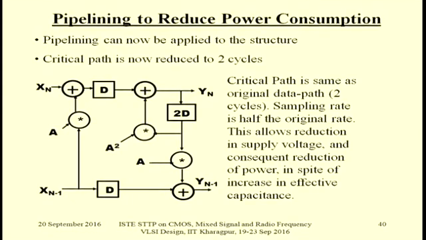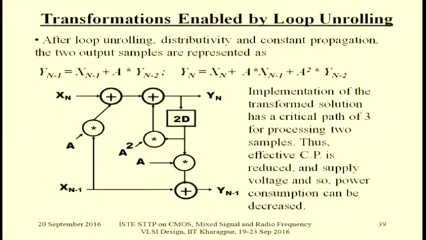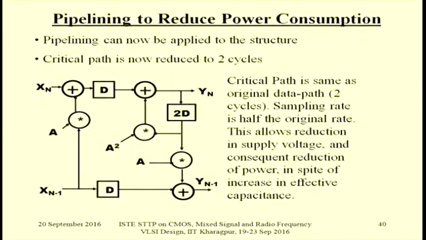Then pipelining: to reduce the power consumption, pipelining can now be applied to the structure. The critical path is now reduced to 2 cycles. So the critical path is the same as the original data path. Sampling rate is half the original rate. So if you reduce the sampling rate, this will allow a reduction of the supply voltage and consequent reduction of power in spite of the increase in effective capacitance. Effective capacitance will definitely increase because by pipelining, you have introduced these 2 flip-flops. In comparison to the previous case, you are introducing 2 additional D-type flip-flops.